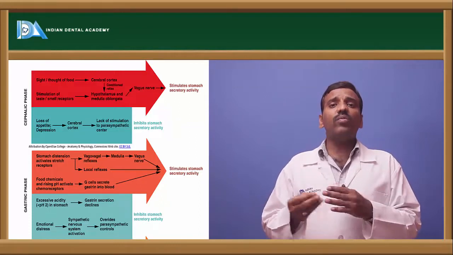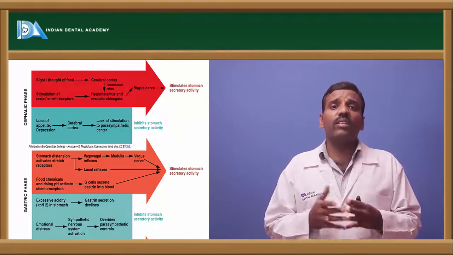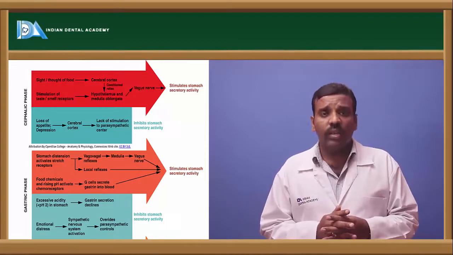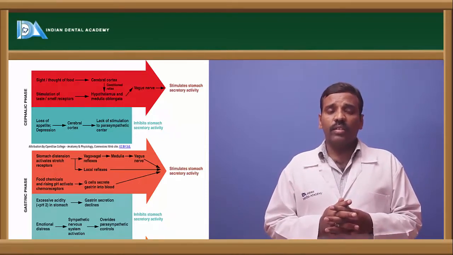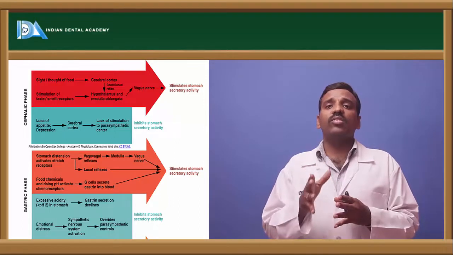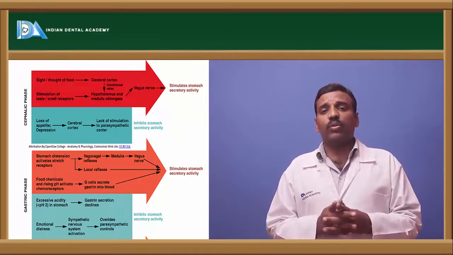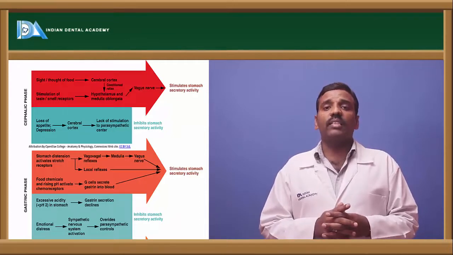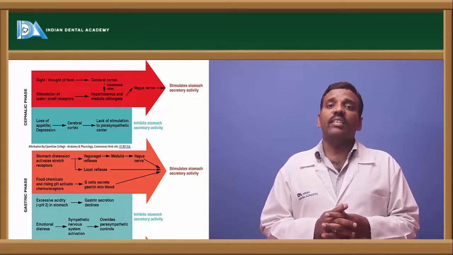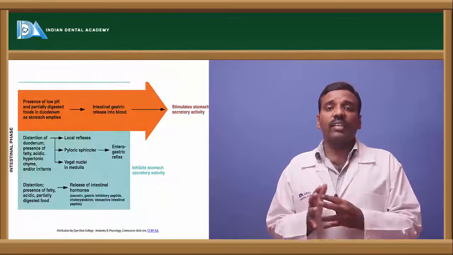So when the food enters into the intestine, there is actually no need for secretion in the stomach, isn't it? So the gastric juice secretion is inhibited by two types of hormones. One is secretin and another one is CCK. That is the intestinal phase.